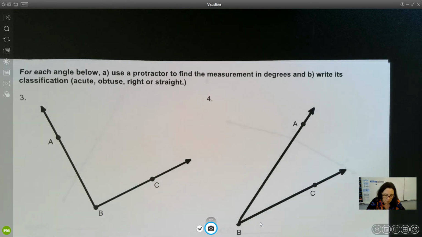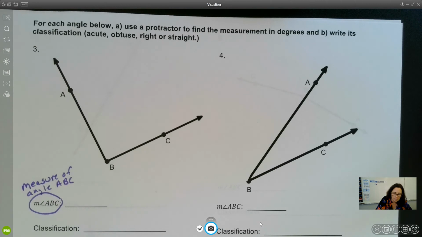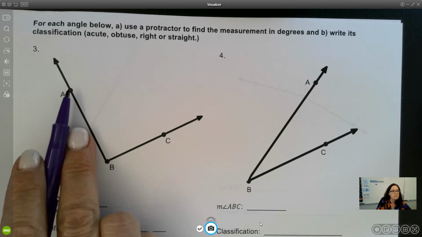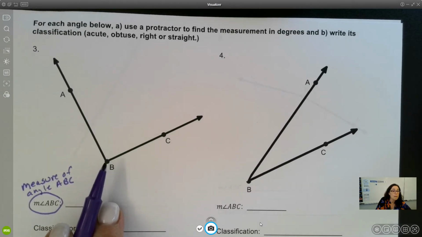The measure, this means measure of angle ABC. I'm going to write that in there. This means measure of angle ABC. That little symbol right there, it's kind of like a squished down L. That means angle, measure of angle ABC. The way we read that is A, B, C. The letter that's in the middle is what we're measuring.